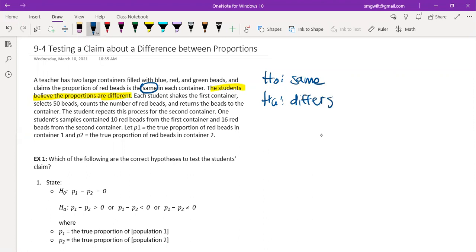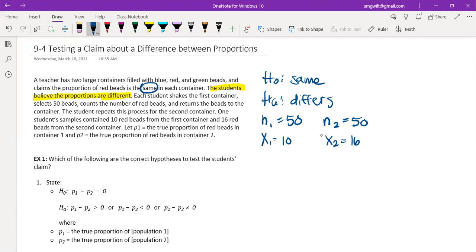Each student shakes the first container, selects 50 beads, counts the number of red beads, returns the beads into the container. The student repeats the process for the second container. So there's taking out 50 beads for both. So that means that our sample size for container 1 is 50. And our sample size for container 2 is 50. Okay, so that value for n is the same for both containers. So for 1, student samples contain 10 red beads from the first container. So x1 is going to be 10. And then 16 from the second container. So x2 is going to be 16.